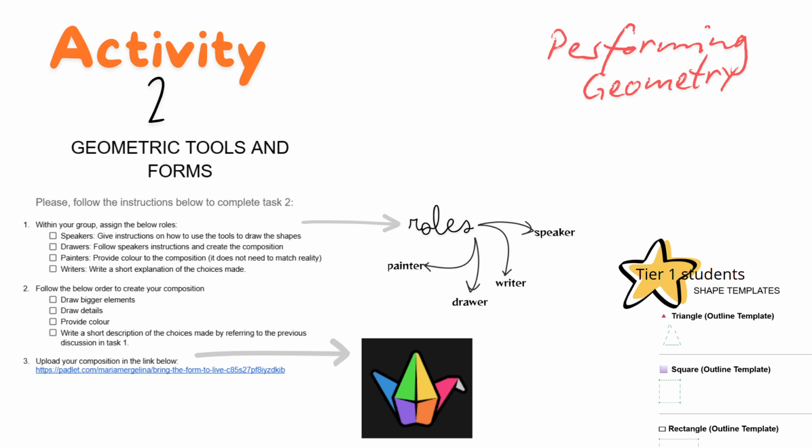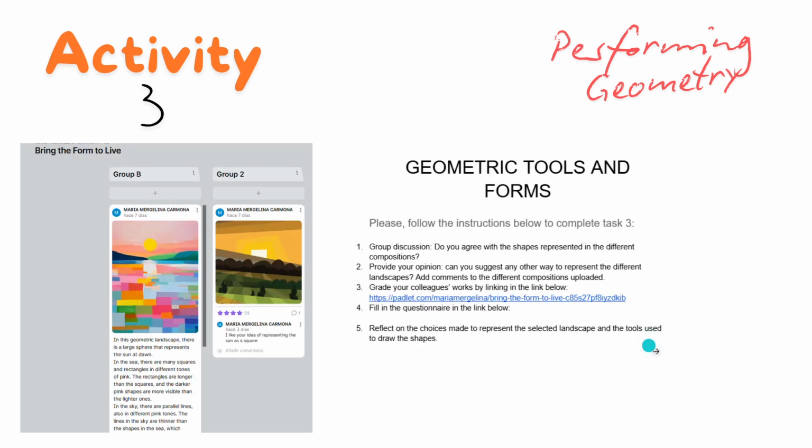Tier 1 students will be provided with shape templates so that they can have a full understanding of the instructions they will receive by speakers to draw the shapes. At the end of this activity, students will upload their compositions in a Padlet created to share their works. They will have to add a description for the composition too. In activity number 3, all compositions will be shared in Padlet, and students will have to grade other groups' compositions by giving them stars. They will have to add at least 1 comment to a composition in order to give their opinion about it.